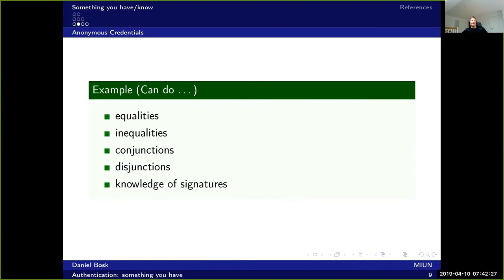So for instance, for student and retired people's discounts for public transport tickets, that's usually, you should be younger than 18 or you should be older than 65. So then it makes sense to have a disjunction. And you can prove knowledge of signatures so that you can actually show that these things are signed by some authority that the verifier trusts.